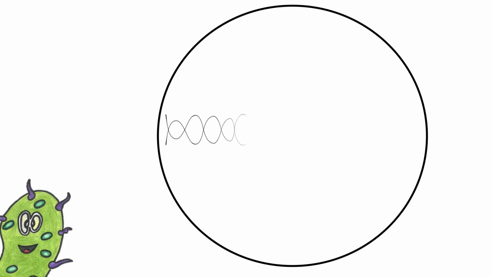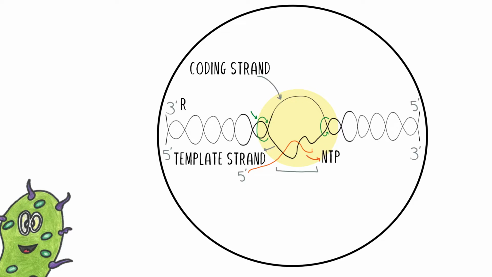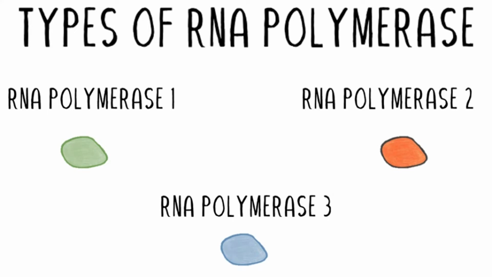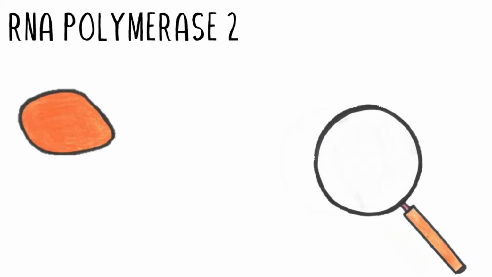This is a transcription bubble and it shows how the strands unwind and allow NTPs to be added. There is a coding and a template strand. The NTPs are added in the 5' to 3' direction. Now, we are going to look at types of RNA polymerase. There are 3 types of polymerase. We are focusing on RNA polymerase 2 as it transcribes mRNA.